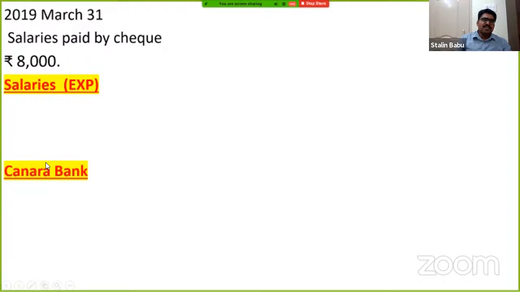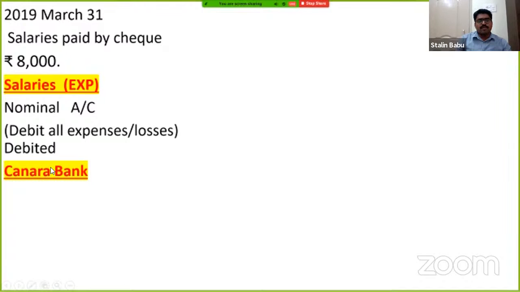Canara Bank. Salary is an expenditure, so it belongs to nominal account. According to the nominal account, debit all expenses and losses. So salaries account should be debited. Canara Bank, personal account, artificial person.